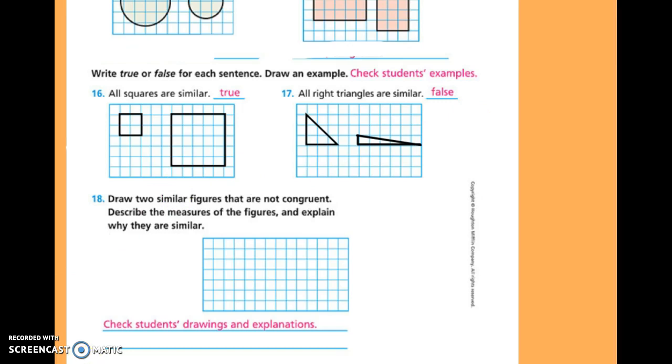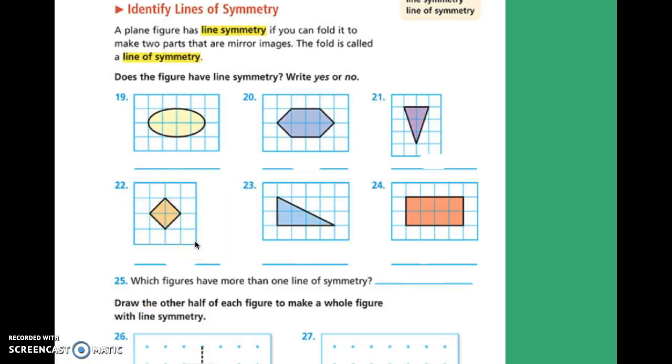All right, let's continue. Now we're going to talk about how to identify lines of symmetry. It says a plane figure has a line of symmetry if you can fold it to make two parts that are mirror images. The fold is called a line of symmetry. So basically, if you could take the figure that you're looking at and fold it in half and it would be exactly the same on both sides, then it has a line of symmetry. So let's go ahead and take a look at a couple of examples here.